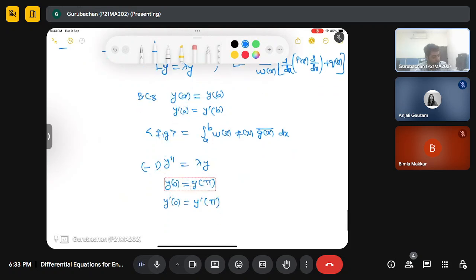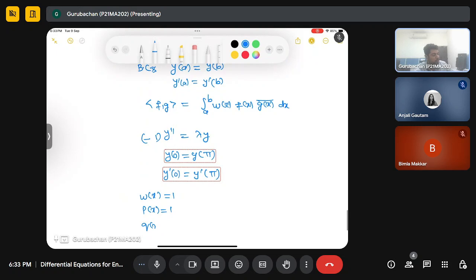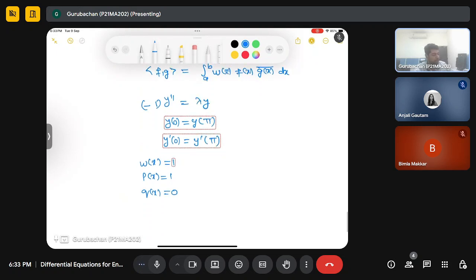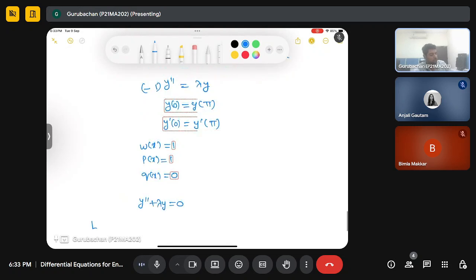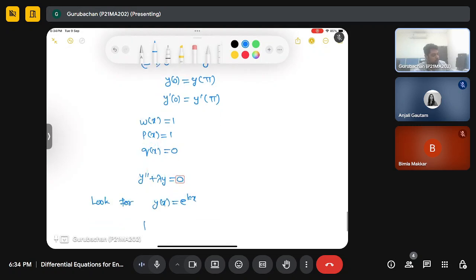So from here you will get to know that W(x) will be 1 again, P(x) will be again 1 and Q(x) will be 0. And since you have been given this boundary condition, you will consider the equation y double dash plus lambda y equal to 0. So look for y(x) of the type e to the power kx. This will give you k square plus lambda equal to 0 again. This is equation number 1 for this particular question.